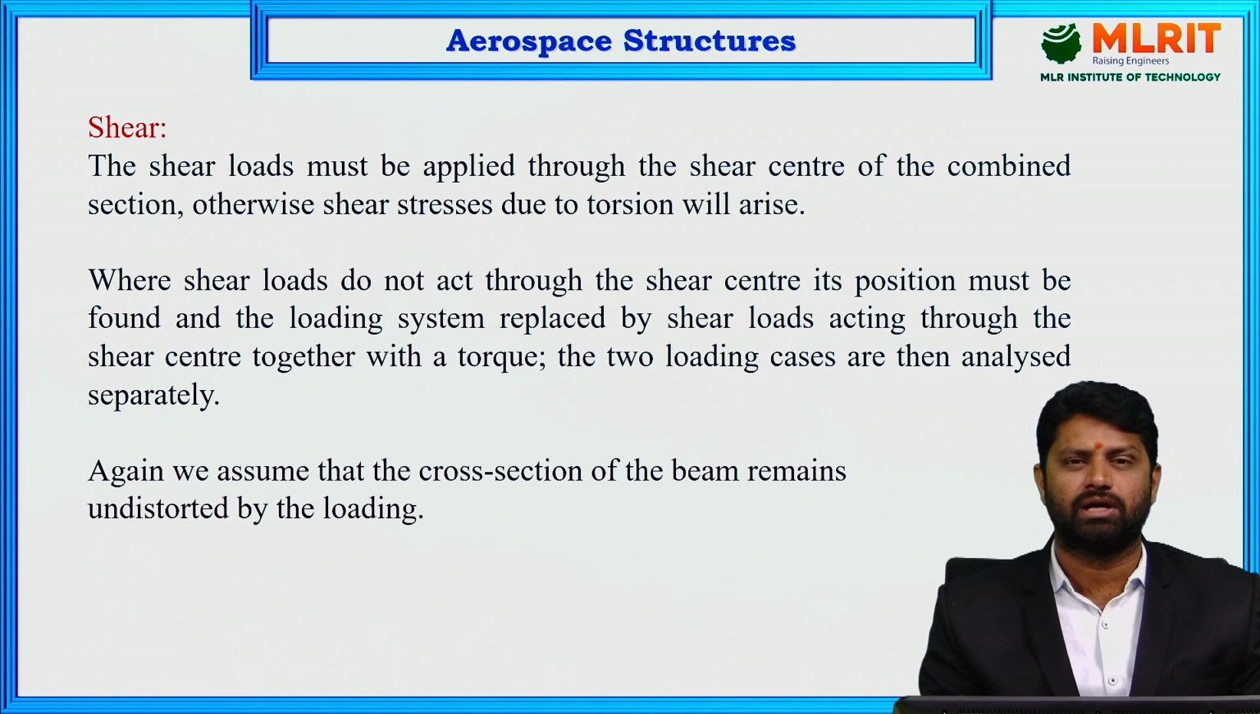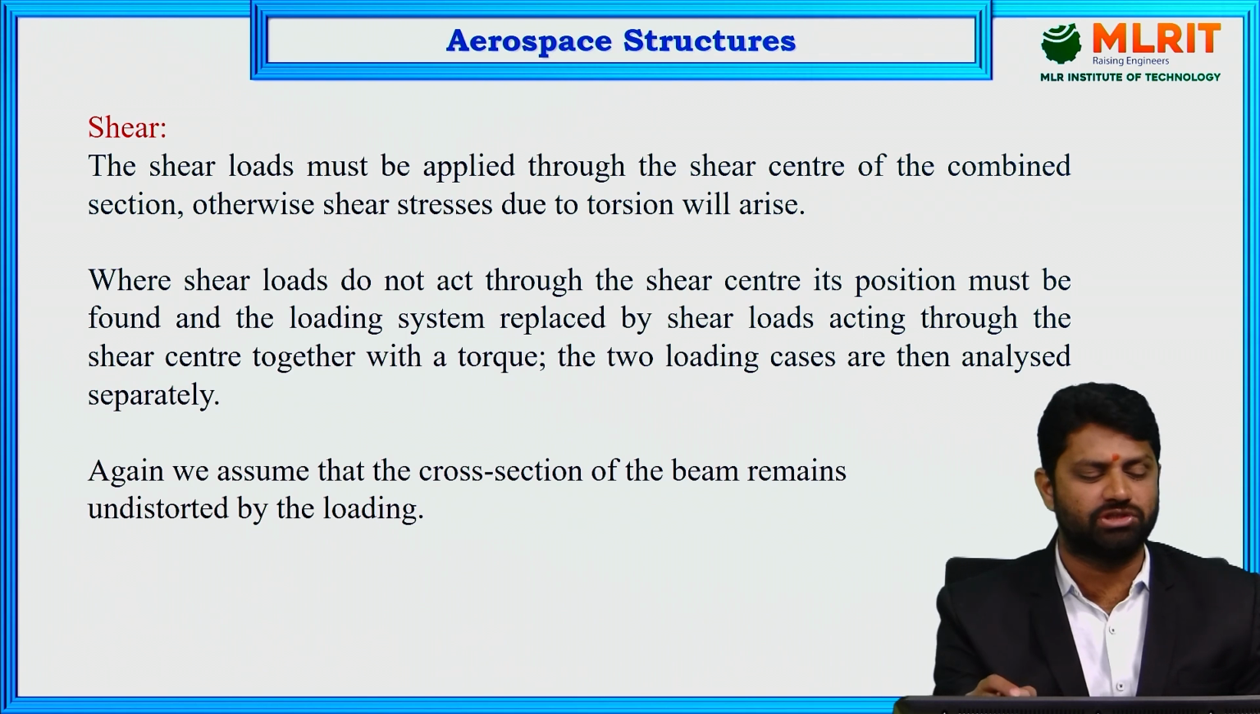So therefore the shear loads here in the combined open and closed section must be chosen in such a way that the shear loads must be applied through the shear center of the combined section. If it is not applied like that, the stresses due to torsion will arise. So where the shear loads do not act through the shear center, its position must be found.